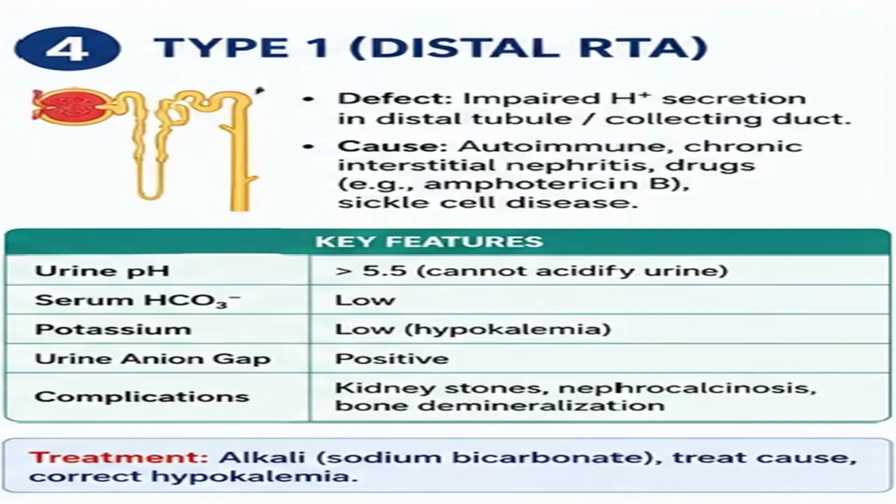Now, in distal RTA, the kidneys cannot acidify the urine despite the metabolic acidosis. Patients often have a urine pH above 5.5 and low potassium levels. Common causes include autoimmune diseases, medications, and chronic kidney disorders. Complications include kidney stones, nephrocalcinosis, and bone demineralization. Treatment focuses on alkali replacement and correcting hypokalemia.